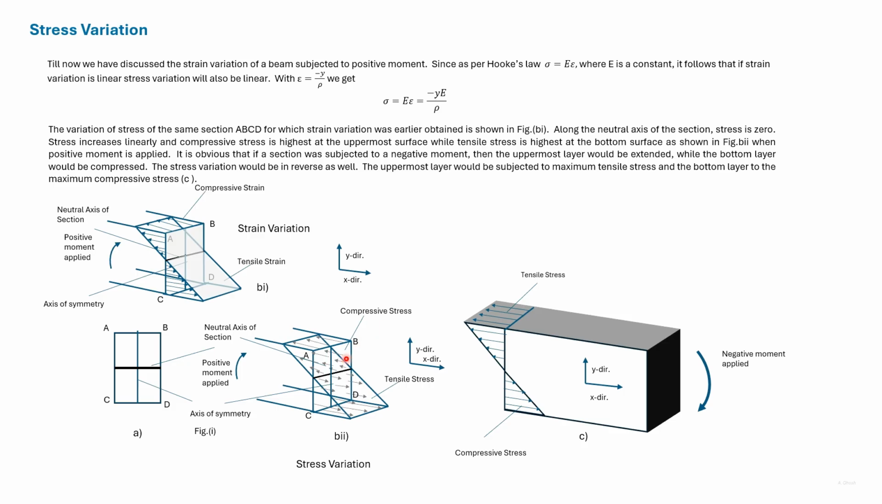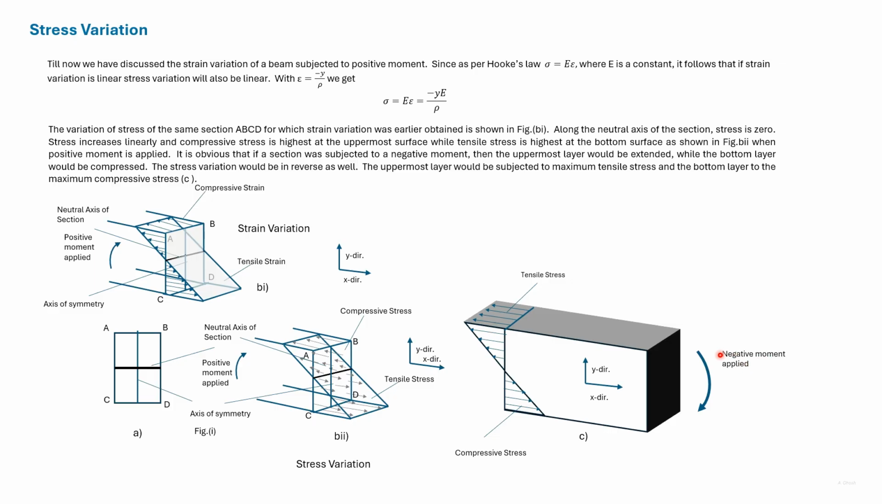We can therefore say now that compressive stress acts above the neutral axis, which causes compressive strain, and as such, shortening in the length of the fibers above the neutral axis. Tensile stress below the neutral axis causes tensile strain, and as such, lengthening of the fibers below the neutral axis. This is for a positive moment.